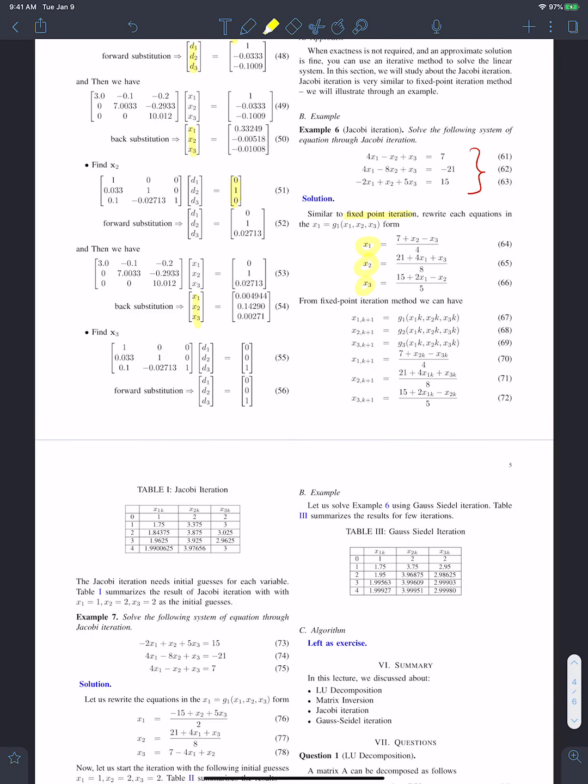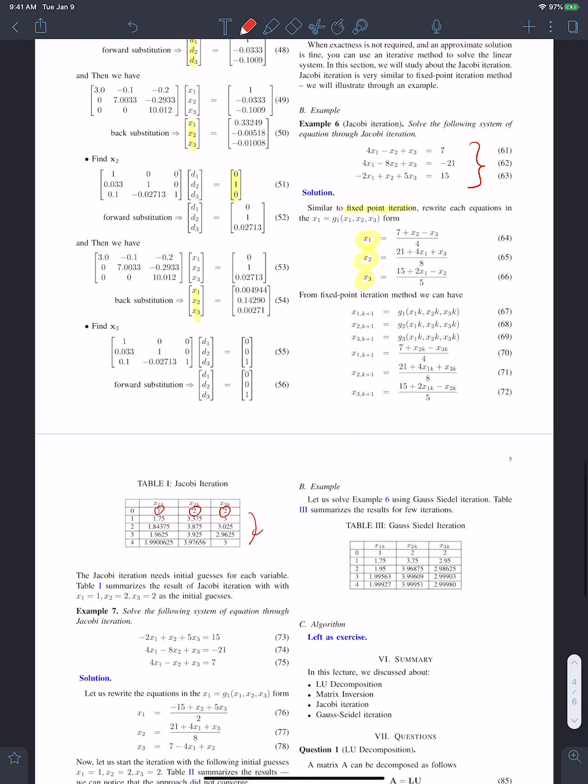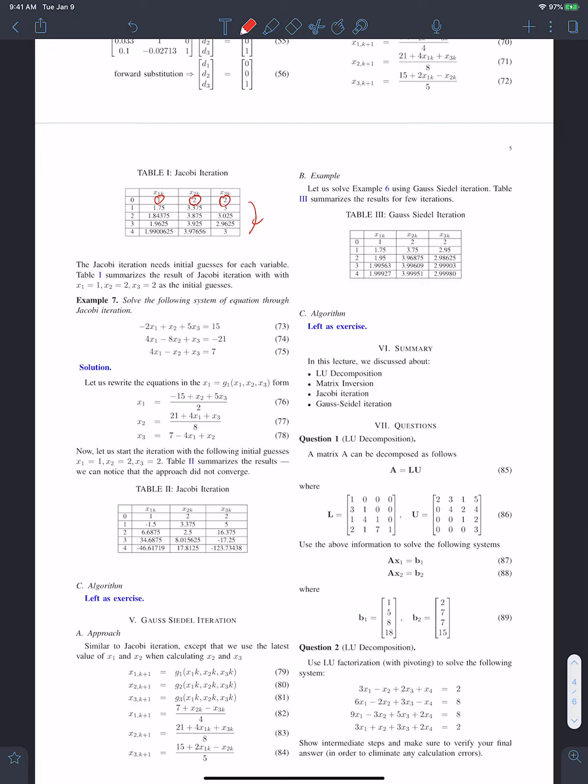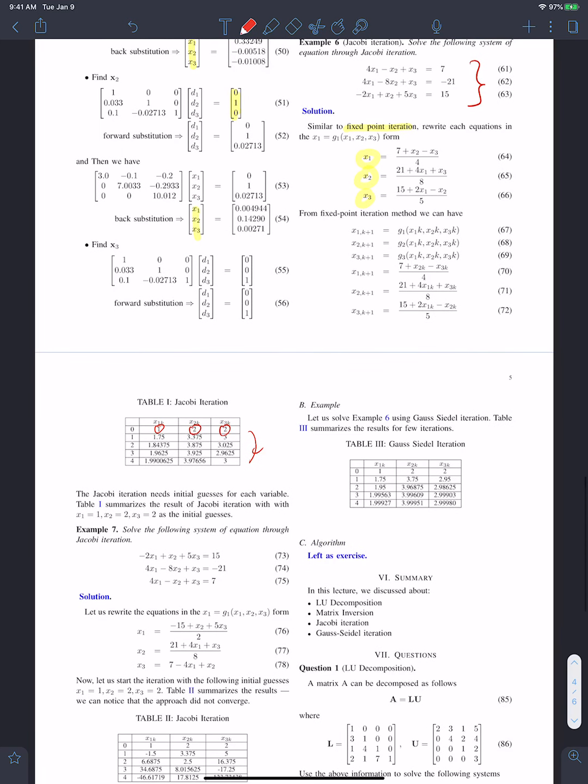So that is what is shown here. We start with the initial guess. You will see that if the initial guess is good, it will converge. Otherwise, it might not even converge. The results for 4 steps are shown here, and that's just an intuitive and iterative approach. Another example is given here. So I have given two examples for Jacobi iteration.